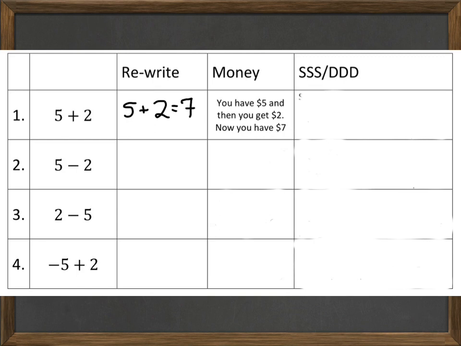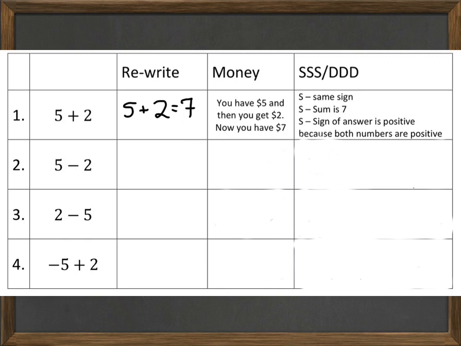Another way to understand this is the SSS-DDD method. So this is determining whether the two numbers, 5 and 2, have the same or different signs. As you can see, they're both positive, so that means that they both have the same sign. Therefore, we add them, and then whatever the sign of the numbers is, in this case positive, we give that sign also to the final answer. So again, 5 and 2 are both positive, therefore 7 must also be positive.